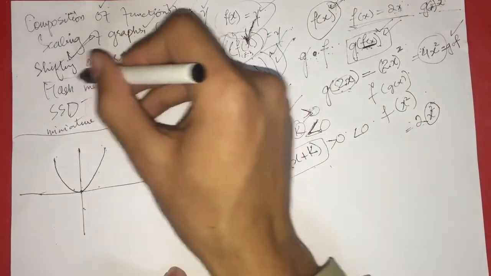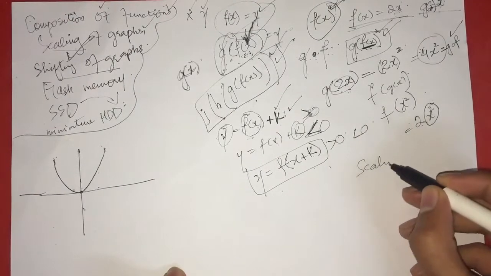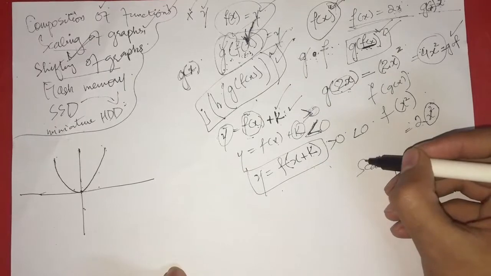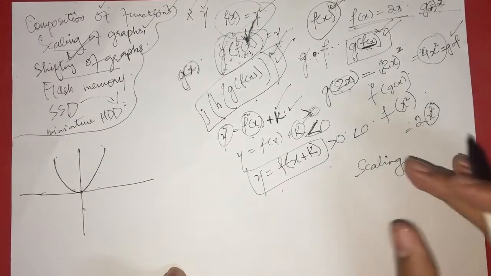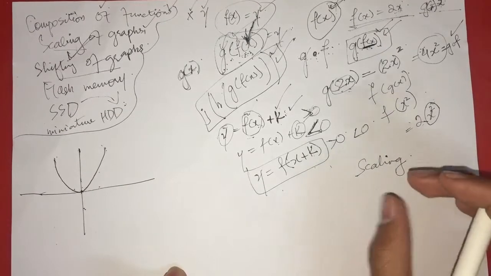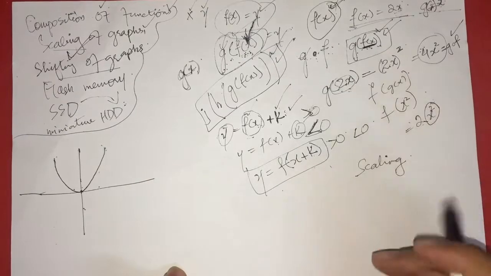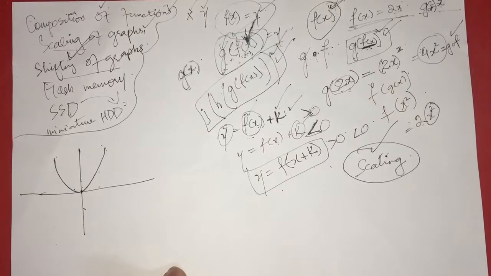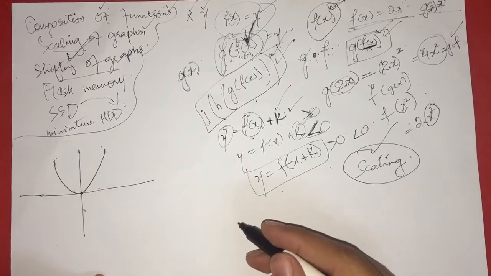Now here we have shifting of graphs and scaling of graphs. So what does scaling mean? Shifting means you want to shift the graph. Scaling means you want to scale the graph in a different way. For example, you either want to compress the graph or stretch the graph. So stretching and compressing come into the scaling category. So how do you do that? It also has some properties.